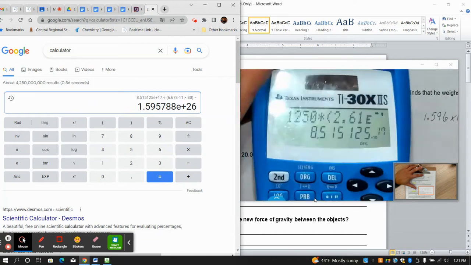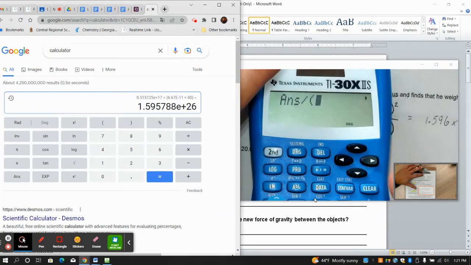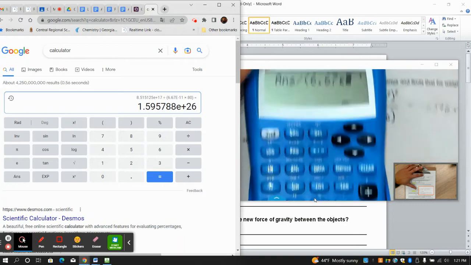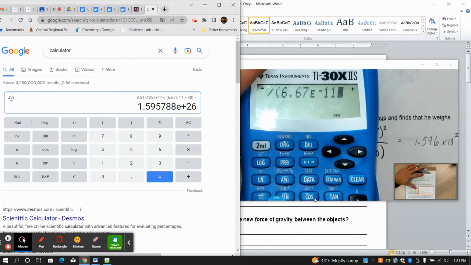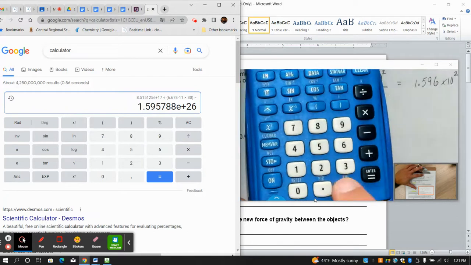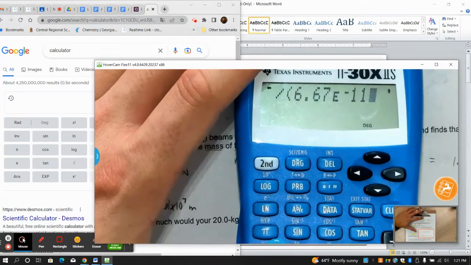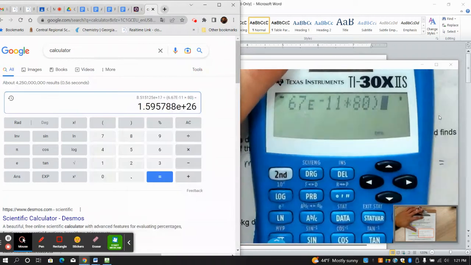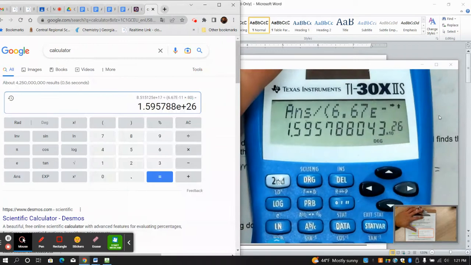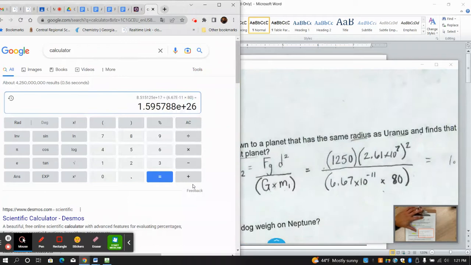26th, which when we do that same calculation here, take that number, divided by 6.67 E, I had to hit second, X to the first, negative 11th, not minus 11, but negative, and times that by the mass of 80, and same thing. All right, so that would be how you need to do that.